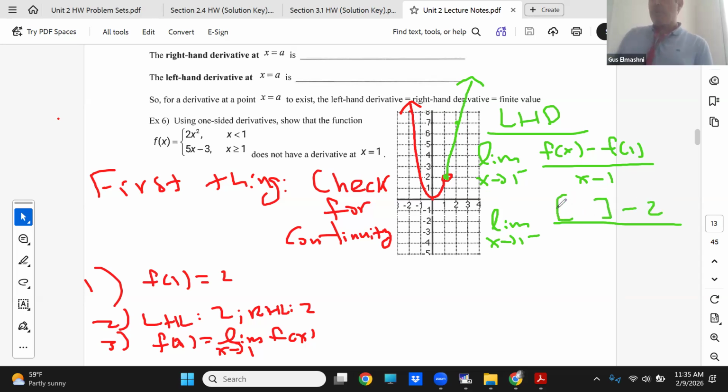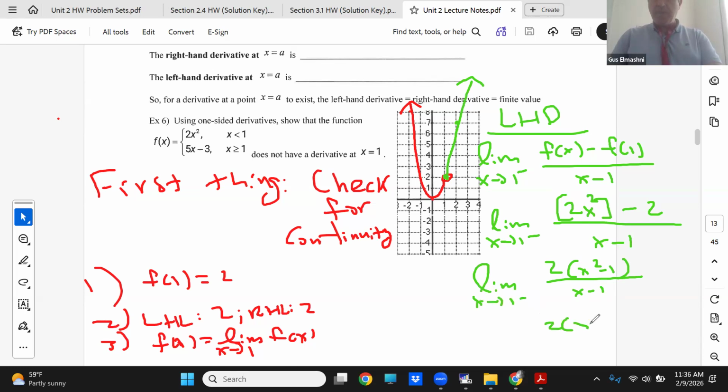And which expression am I going to use if I'm approaching 1 from the left side? If I'm going to use the top one or bottom one? Good. Yeah, because x is less than 1. So I write 2x squared, and the bottom is x minus 1. So I can factor out 2, and continue breaking it down.